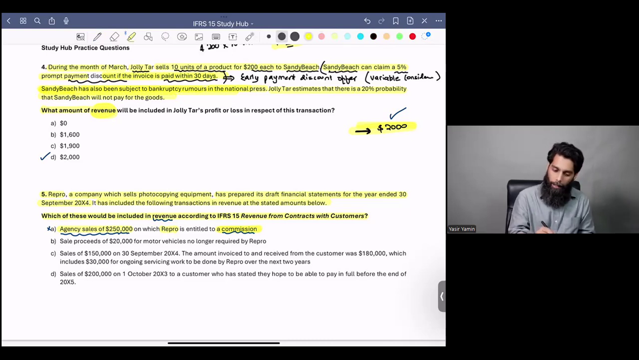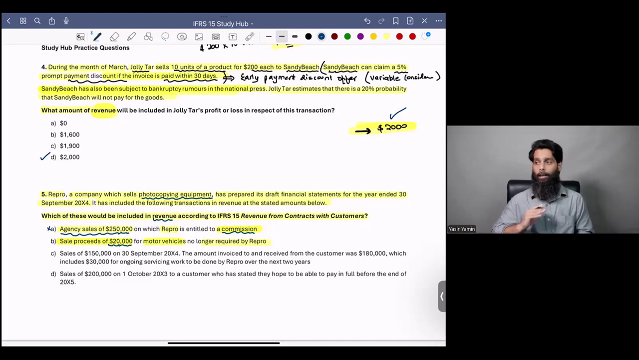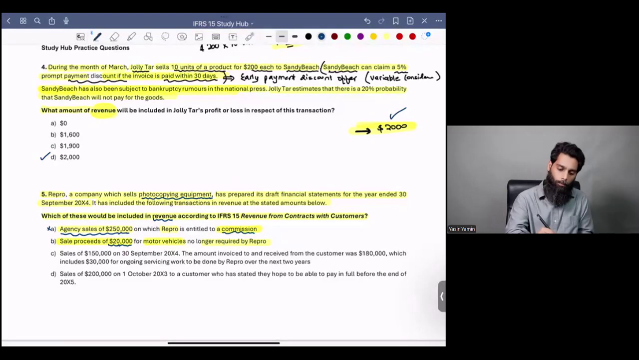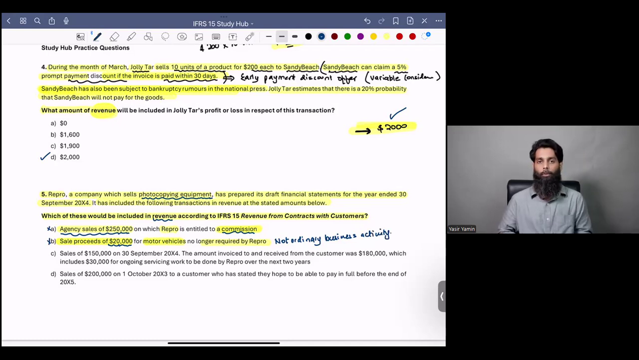Then sales proceeds of $20,000 for motor vehicles. By the way, you sell photocopying equipment, okay? Keep that in mind. The sales proceeds of $20,000 are for motor vehicles no longer required by Repro. Can we recognize this $20,000 as our revenue? No. Why? Not ordinary business activity. We sell photocopy machines. If we have sold our non-current asset, there will be a gain or loss on disposal, but not revenue.